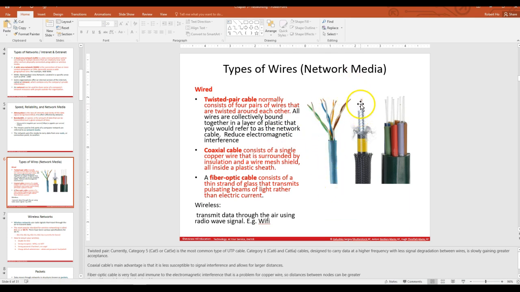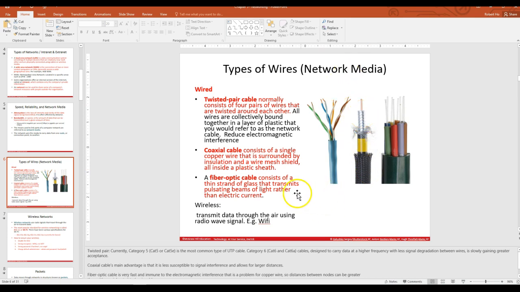And then the next one is called coax cable. Coax cable is a single copper wire surrounded by insulation and a wire mesh shield, all inside a plastic sheath, right? This cable is used mostly in cable TV. If you have cable TV, you probably use this type of coax cable.